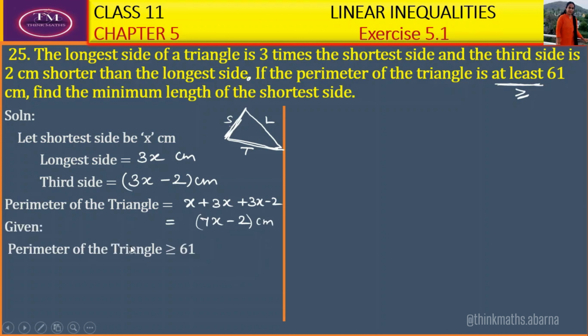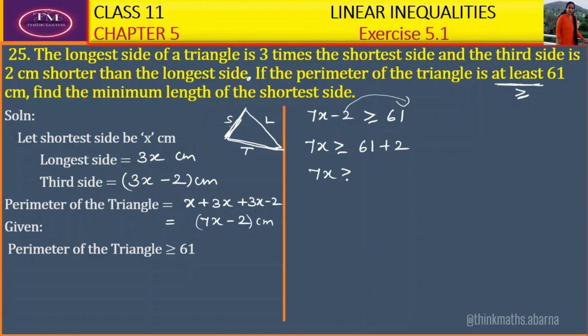But what is given? The perimeter of the triangle is greater than or equal to 61. So the perimeter is 7x minus 2. It is greater than or equal to 61. Let us take minus 2 to the right side. So 7x is greater than or equal to 61 plus 2.